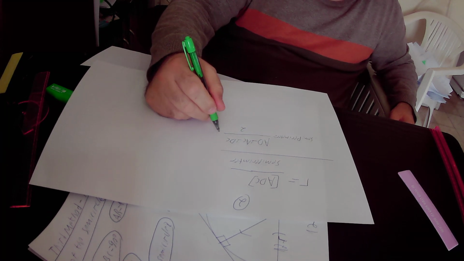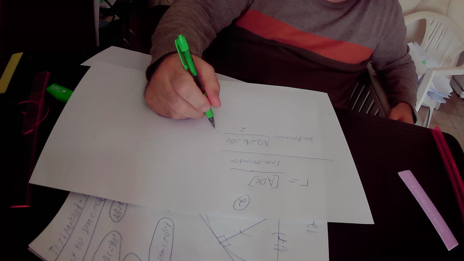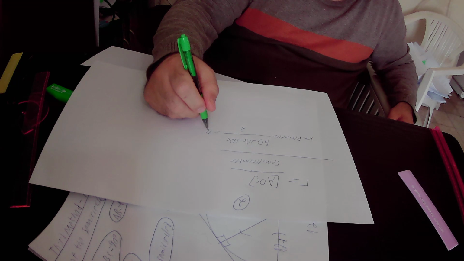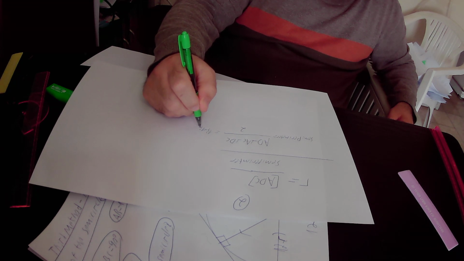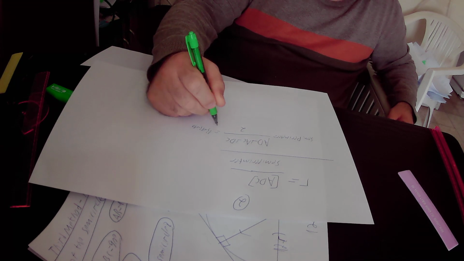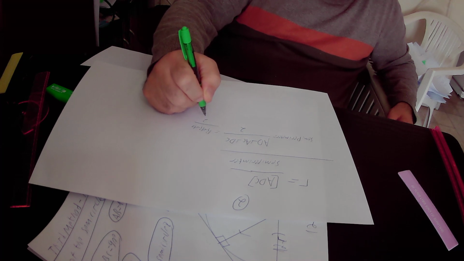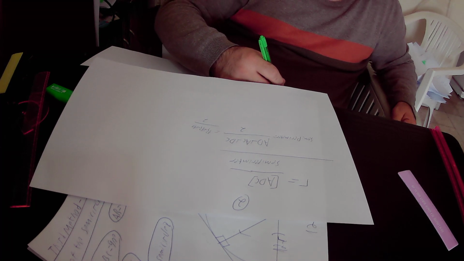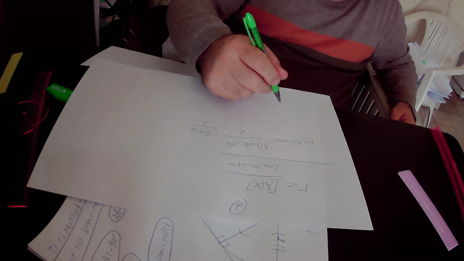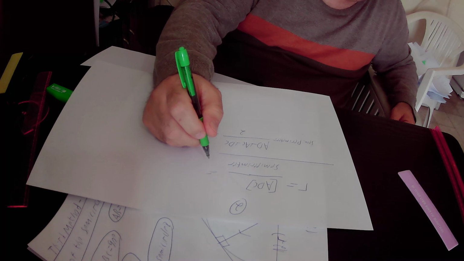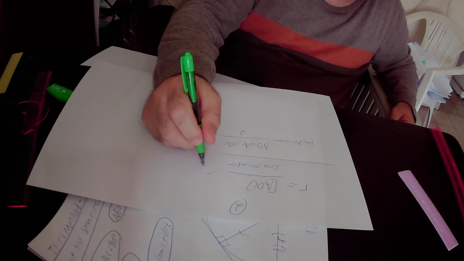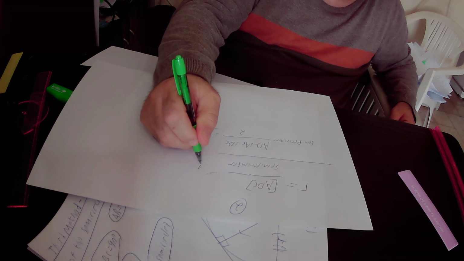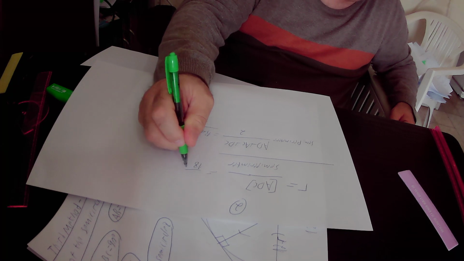AD is equal to 13 units. AC also equals 13 units. And DC equals 10, all divided by 2. 13 plus 13 is 26. 26 plus 10 is 36. 36 over 2 is 18. So we found out that the semi-perimeter of triangle ADC equals 18 units.